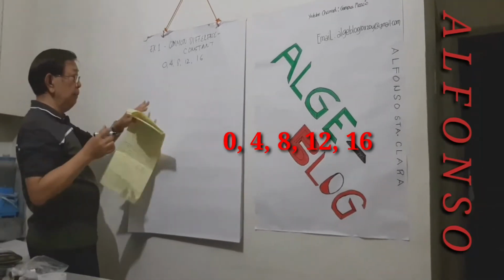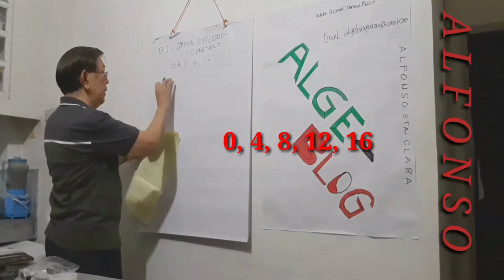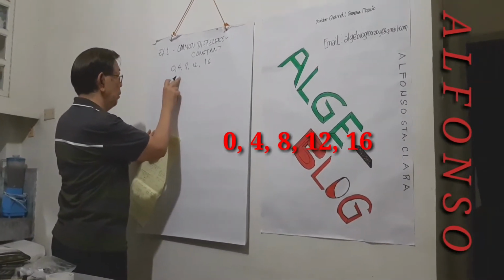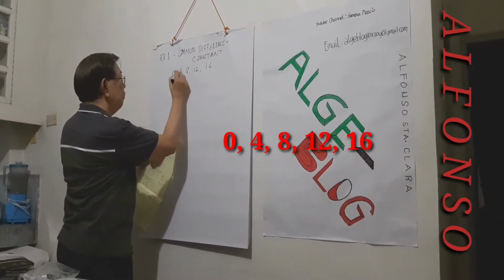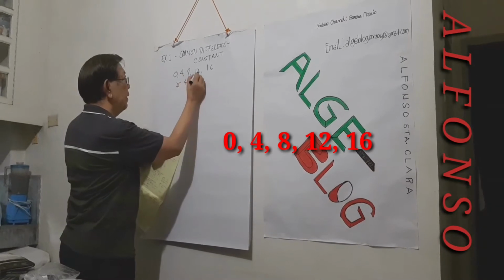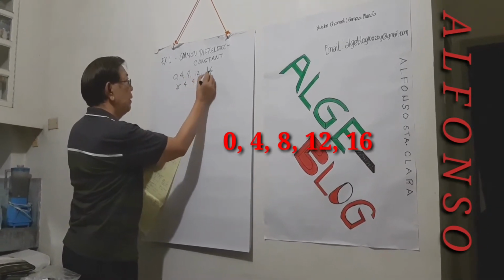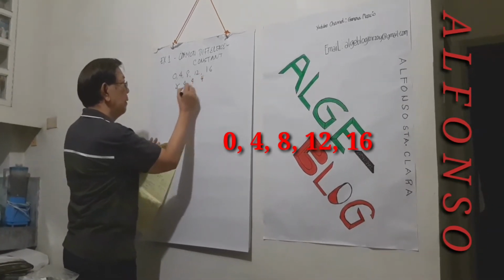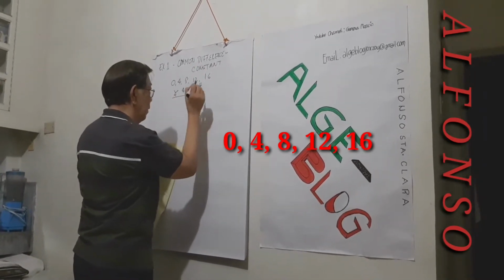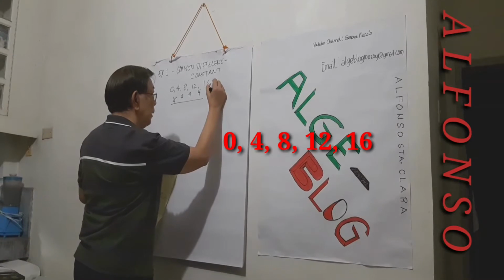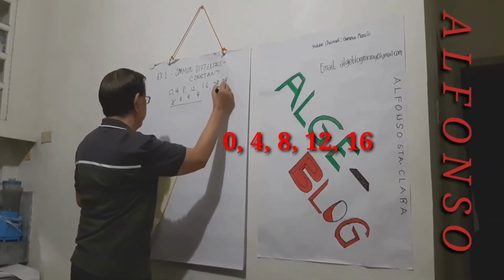The first step to find out if this is a series is to find the difference between the numbers. So 4 minus 0 is 4, 8 minus 4 is 4, 12 minus 8 is 4, 16 minus 12 is 4. Okay? So the common difference here, constant, it doesn't change, is 4. So the next numbers should be 20 and 24.